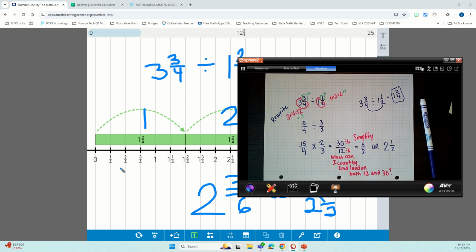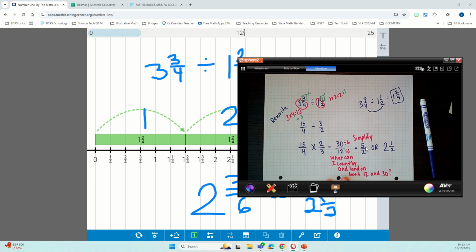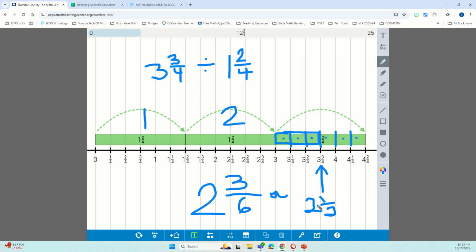It all equals the same. They just have to get used to knowing that if their answer is a multiple choice and 5 halves isn't one of the choices, but 2.5 is, or if they get 2 3/6 but 2.5 is one of the choices, they need to know how to flip it back and forth. Okay? All right, now calculator.